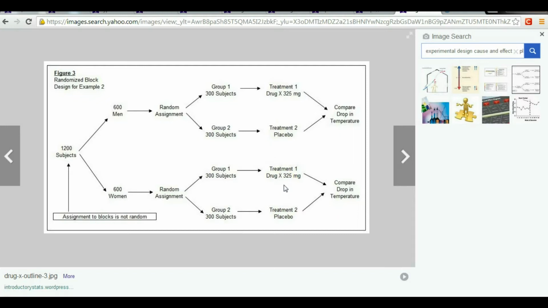So that's an overview of designing studies. Keep in mind the difference between observational studies and experiments. Who assigned the treatments? If you assign the treatments, it's an experimental design. If it was self-selected, it's an observational study. And then just the general things in designing an effective experiment.